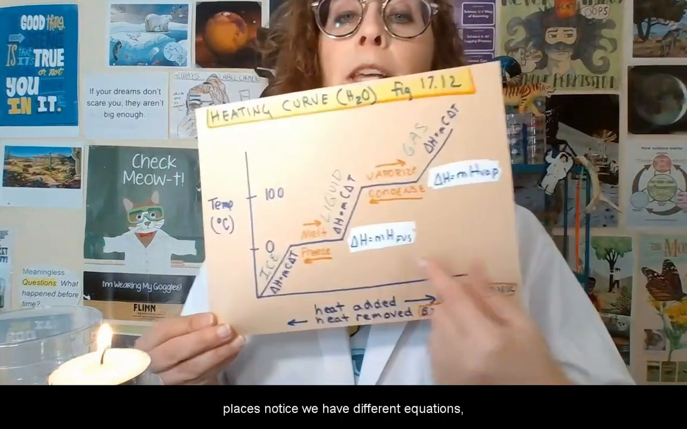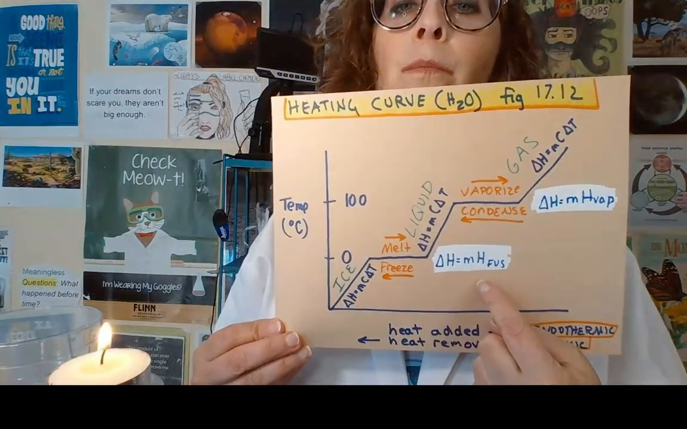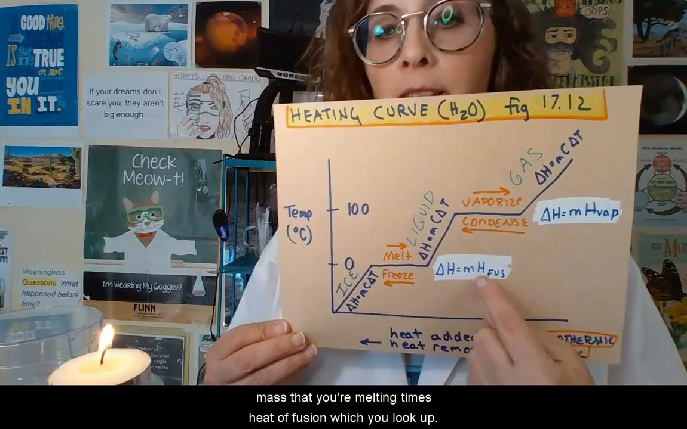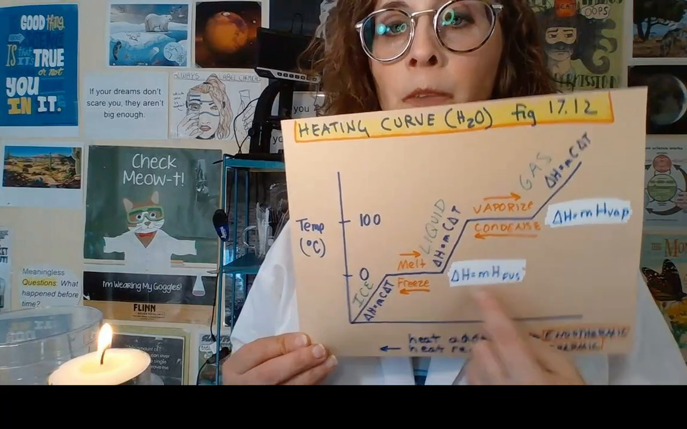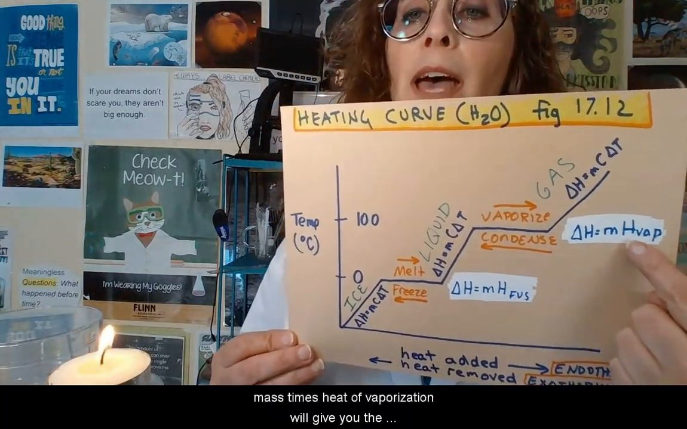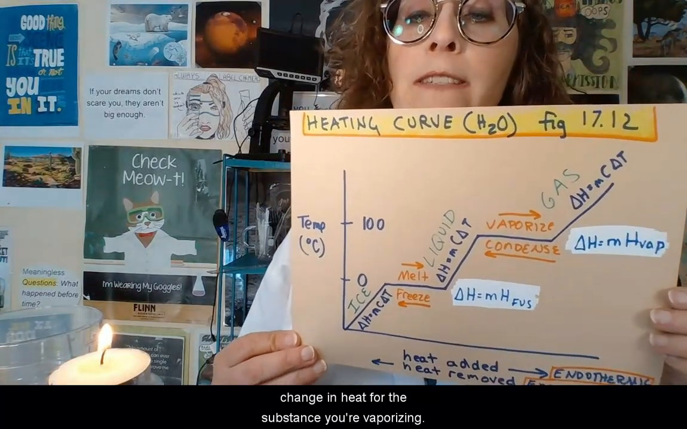But then on your 2 flat places, notice we have a different equation, the white equation. Change in heat while you're melting something is the mass that you're melting times the heat of fusion, which you look up. When you're vaporizing, mass times heat of vaporization will give you the change in heat for the substance you're vaporizing.